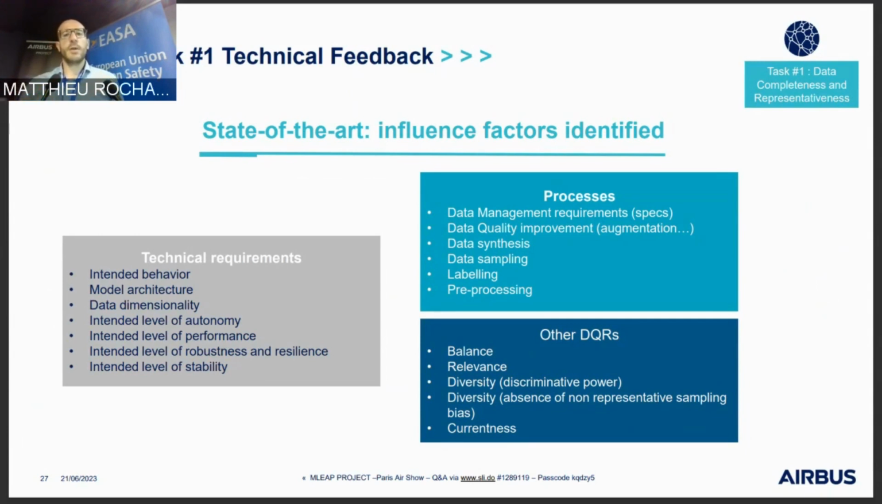The second category focuses on processes. So it includes things like data management, data quality, also data synthesis, which we distinguish from data augmentation, also sampling, labeling, and pre-processing. And finally, there is all the other data quality requirements that interact with completeness and representativeness. So things like balance, relevance, diversity, or currentness.